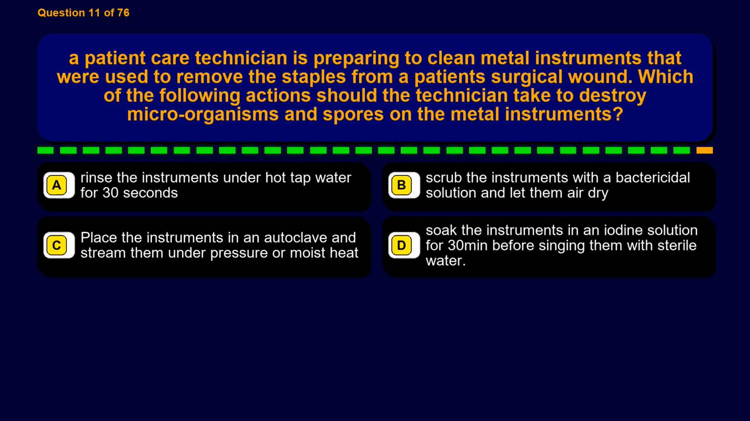Question 11. A patient care technician is preparing to clean metal instruments that were used to remove the staples from a patient's surgical wound. Which of the following actions should the technician take to destroy microorganisms and spores on the metal instruments? Option A, rinse the instruments under hot tap water for 30 seconds. Option B, scrub the instruments with a bactericidal solution and let them air dry. Option C, place the instruments in an autoclave and steam them under pressure or moist heat. Option D, soak the instruments in an iodine solution for 30 minutes before rinsing them with sterile water.